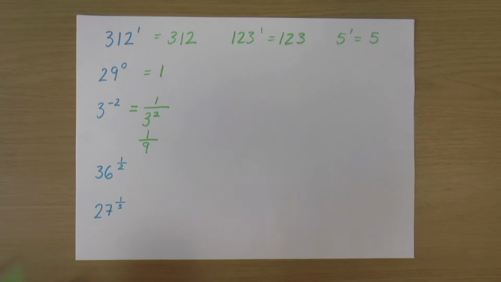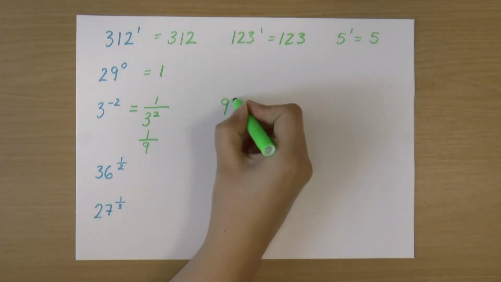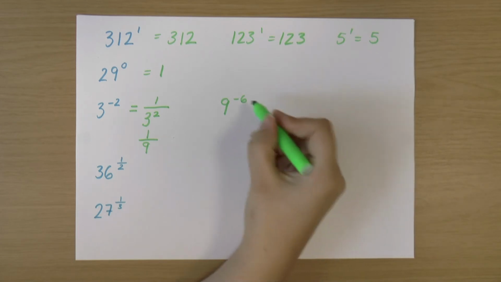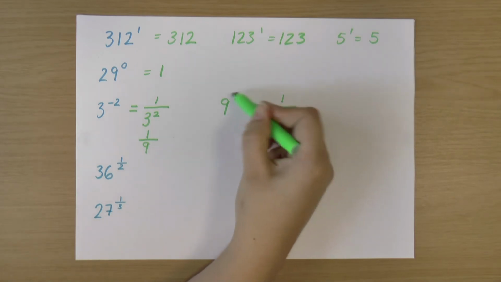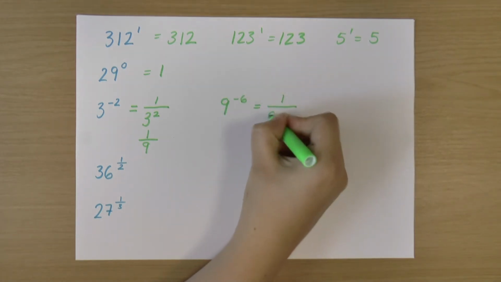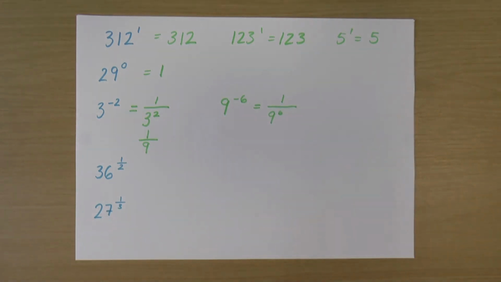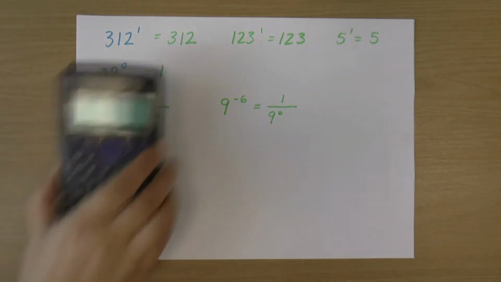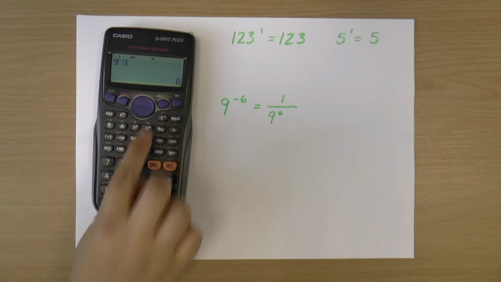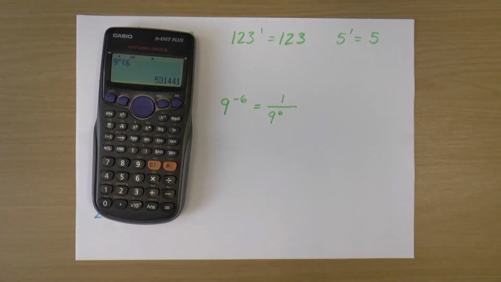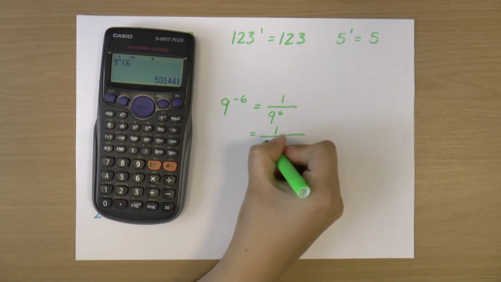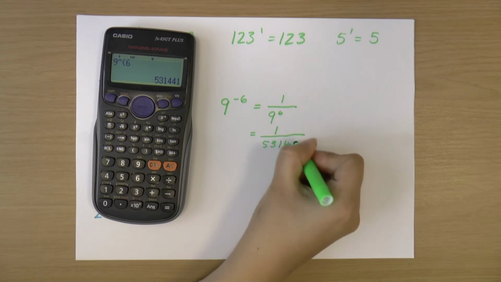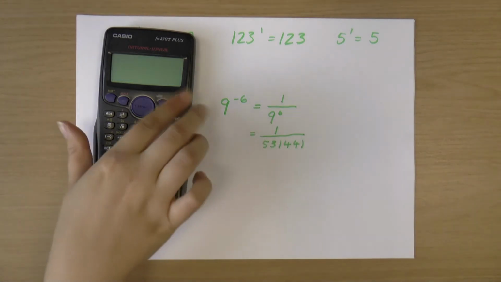Let's have a quick look at another one. If I have 9 to the minus 6, again, that negative becomes a 1 over, and on the bottom is this without that negative in there. So 1 over 9 to the 6. I can't do 9 to the 6 in my head, so I'm going to grab a calculator and do 9 to the power of 6, which gives us an answer of 1 over 531441. There we go. Calculators are very useful.